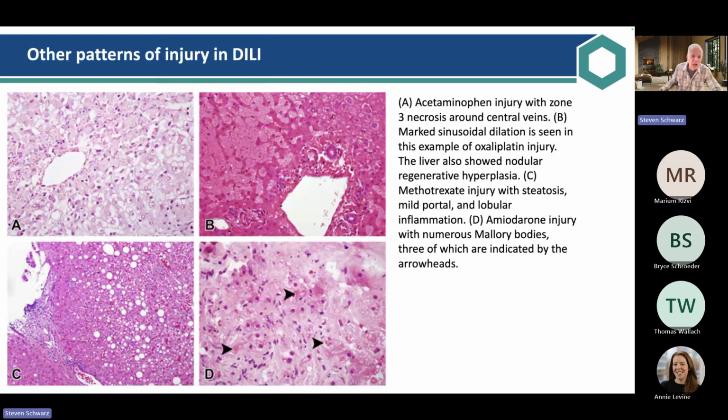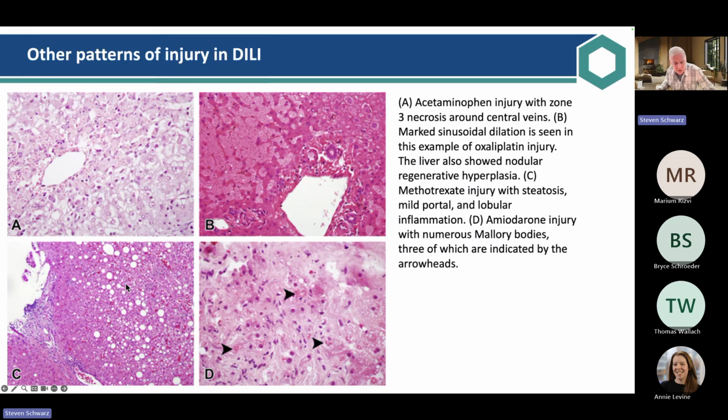What you will see on the boards is acetaminophen injury with zone 3 necrosis around the central vein. You see here complete destruction of the hepatocellular architecture in the area in zone 3. This shows some sinusoidal dilatation. This is really a poor slide. Forget about this one. And this is methotrexate.